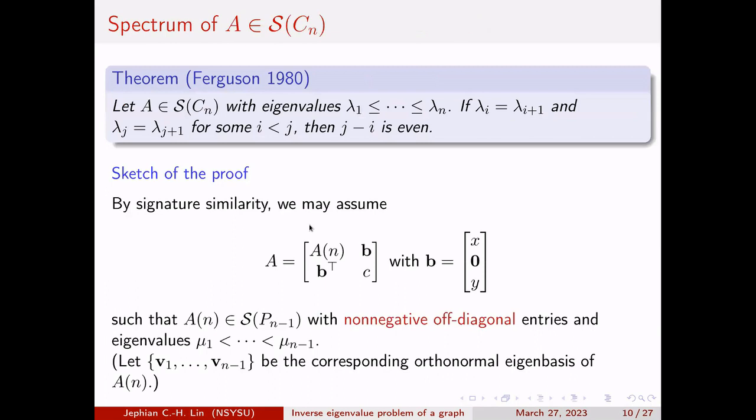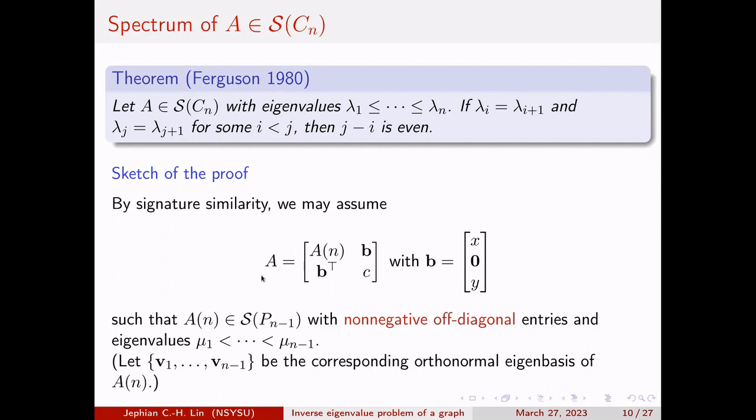Okay, so now we can move back to the cycles. And remember, the cycle says that all the eigenvalues have multiplicity at most 2. And there is one extra condition saying if I have an eigenvalue of multiplicity 2 and another eigenvalue of multiplicity 2, the difference between them must be even. This is Ferguson's result saying this must be true. And it's also the condition to realize the spectrum in S of Cn. So here is the reason, okay?